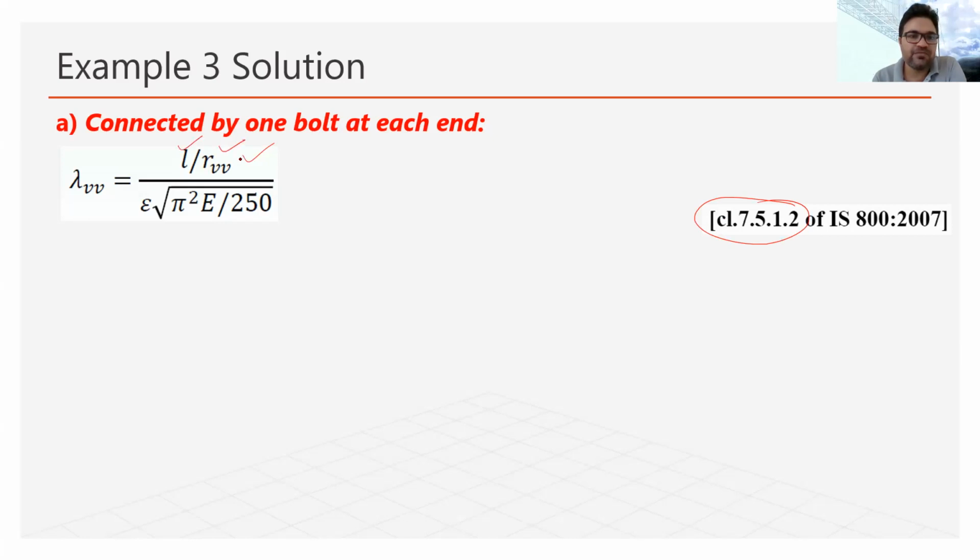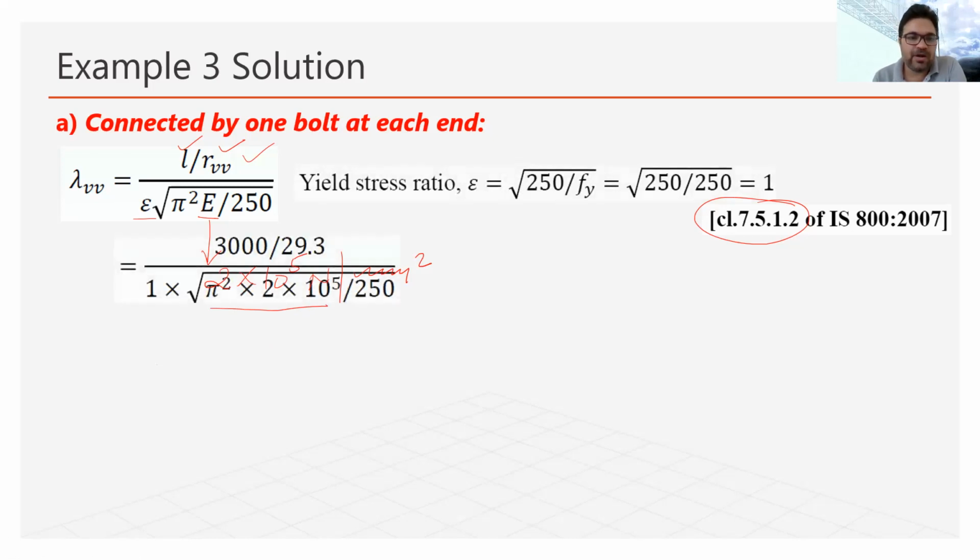L, RVV, we have already found from the steel table. Then epsilon, which is the yield stress ratio. E is the Young's modulus of elasticity. Sometimes in the question the value may not be given. So you should always remember that the Young's modulus of elasticity of the steel will be 2 into 10 raised to power 5 Newton per mm square. So if the value is not given in the question, you still need to remember that this is the value of E for the steel. So putting all the values, we will be able to find out the value of lambda VV.